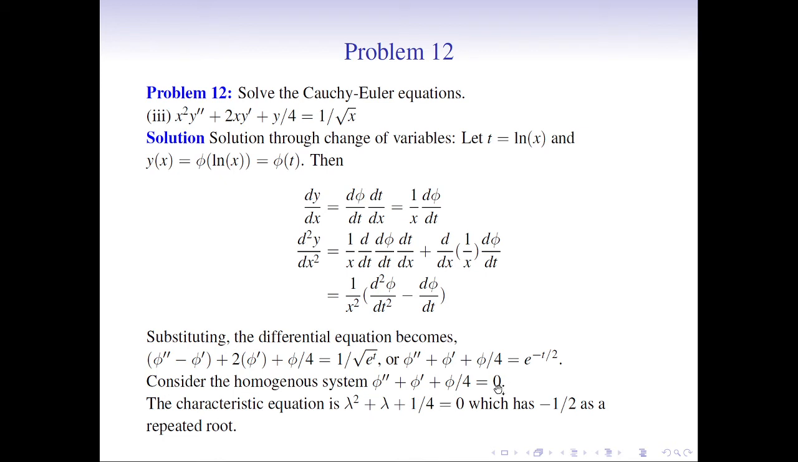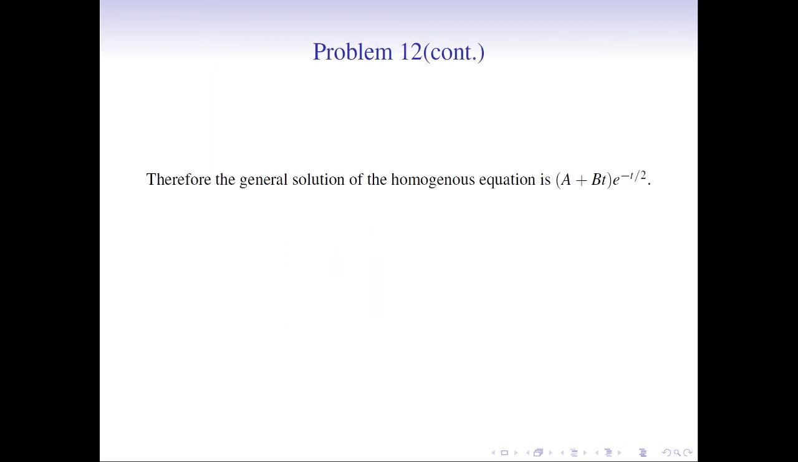So we consider the corresponding homogeneous system, which means we'll replace this by 0, and then the characteristic equation turns out to be lambda square plus lambda plus 1 upon 4, which has minus 1 by 2 as the repeated root. So whenever we have a repeated root, let's say m is the repeated root, what is the complementary function? Complementary function is just c1 plus c2x whole multiplied by e raised to mx. So using that we get this, so this is the solution.